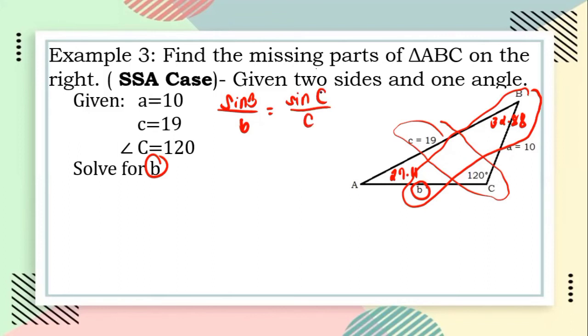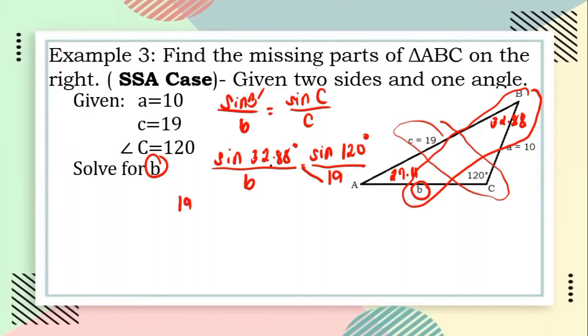After that, substitute your given. For angle B, we have 32.88 degrees over B, which is missing. We don't have any value for B. For sine C, C is equivalent to 120 degrees, and the side opposite to angle C is 19, or the value of C is 19. Alright, let's cross multiply 19.